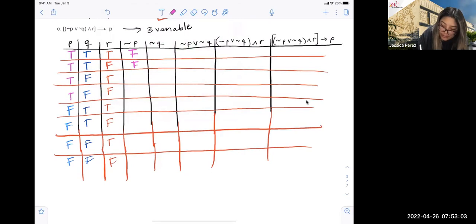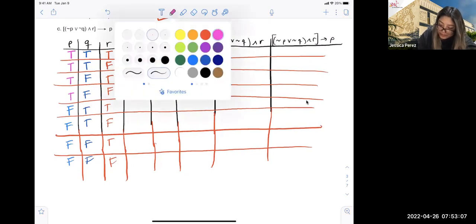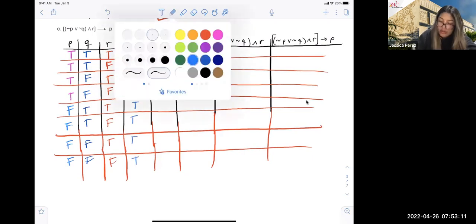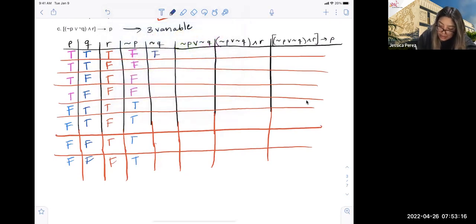Would be F, F, F, F, F, because you're negating. And then now T, T, T, T. You're negating Q. Would be F, F, T, T, F, F, T, T. You're negating Q.